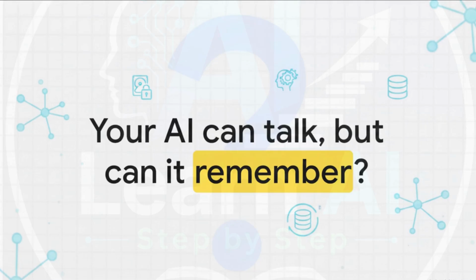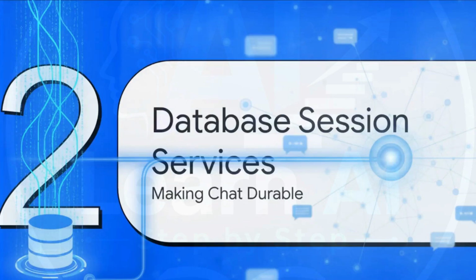The slate is completely blank. Your AI can talk beautifully, sure, but it's basically suffering from total amnesia. Well, today, we're going to fix that. We're going to make sure your AI permanently retains its context, so it actually acts like a true assistant and not a goldfish.